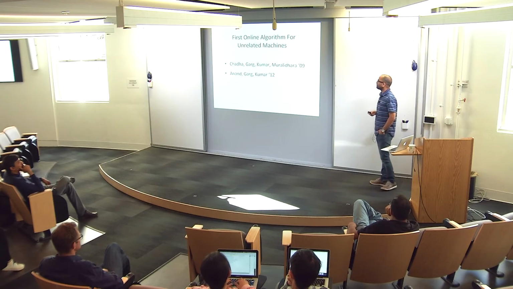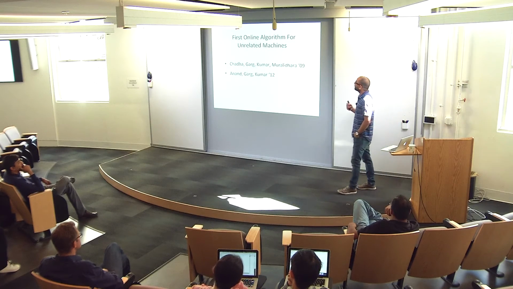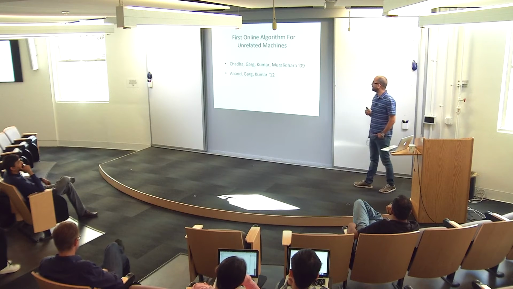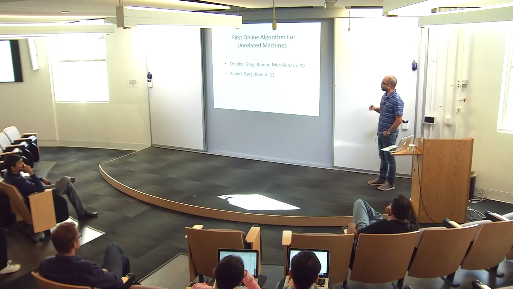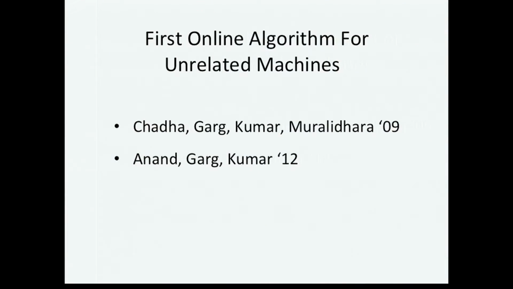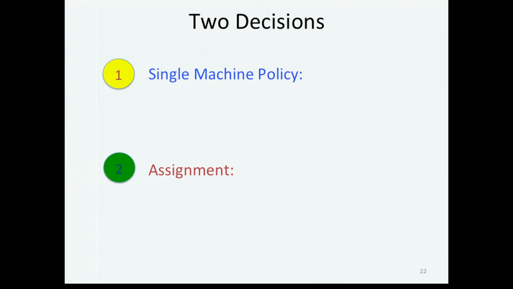So, I will quickly want to review this very elegant algorithm by Chadha, Garg, and Kumar. I'm citing two things. This algorithm was proposed in a STOC paper in '09, but a more elegant proof was given in a SODA result by a subset of the same authors. This was the first algorithm for the unrelated machines in the online setting. And if you think about this problem for a bit, what are the two decisions an online algorithm has to make for minimizing flow time?